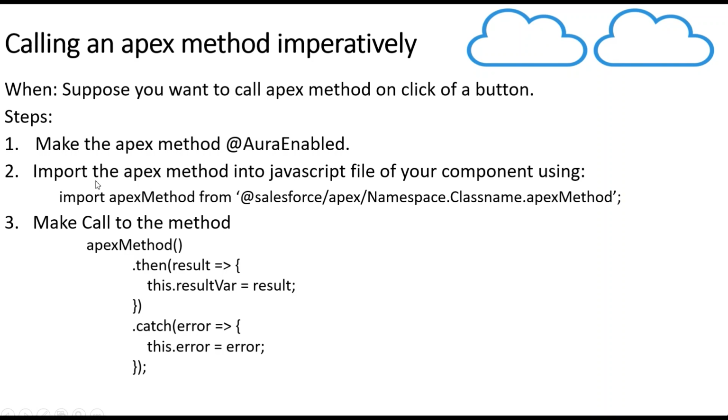The next is you have to import your method into the JavaScript file and then use the imperative syntax to make the call to the Apex method. Okay, so it has to be the Apex method name, and then using then and catch, you can get the result into your local variables. So it returns promises. So you have to resolve your promises into a result or error objects. Okay, so let's go to our VS Code.